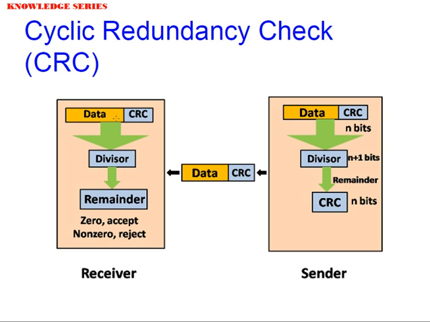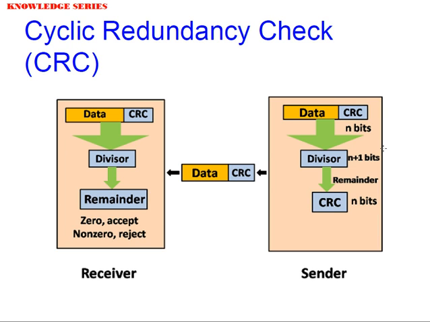Here you can see data is there, and a CRC is there. We will talk about how this particular CRC is created, generated. The data is divided by the CRC, and after the division they are going to look at the remainder. If zero, accept. If it is non-zero, it will be rejected at the receiver side.